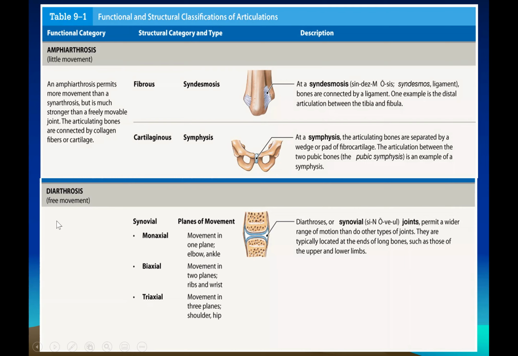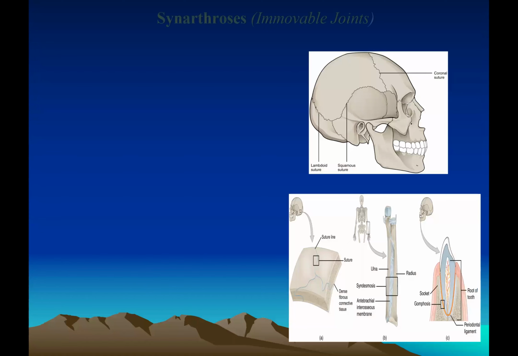And diarthrotic is the freely movable joint. It can either move in one plane, called monoaxial, two axes is biaxial, three is triaxial. So we will spend a lot of time on the synovial joint. The two bones are connected by a joint capsule, and there'll be synovial fluid. And this is the freely movable diarthrotic joint. So we look at each one of these joints in more detail.